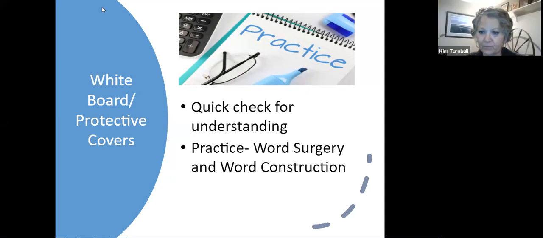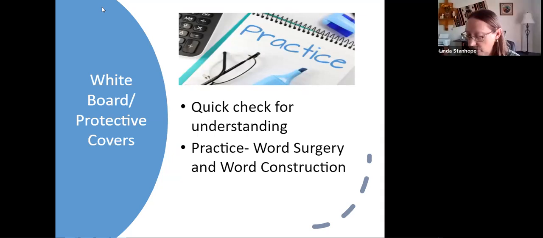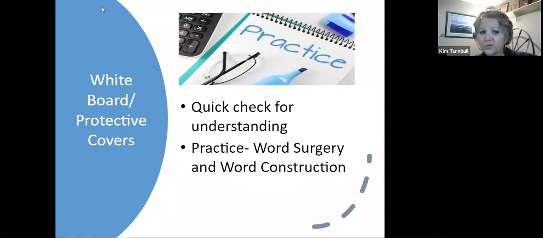So, whiteboard protective covers. Linda, you want to show them your whiteboard? This is something I do all the time with our kiddos, Kim and I both. This is a great activity with any of your classes. Anytime they can write down the term when they practice with these whiteboards, it helps. If they make their own flashcards and write it out, it gets in that little brain of theirs better.